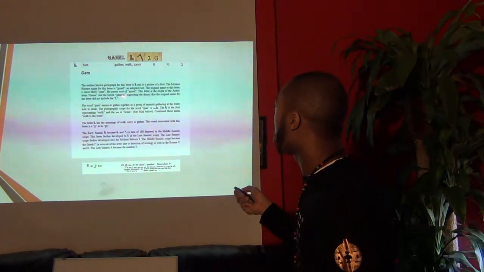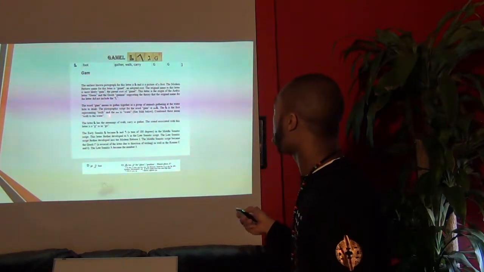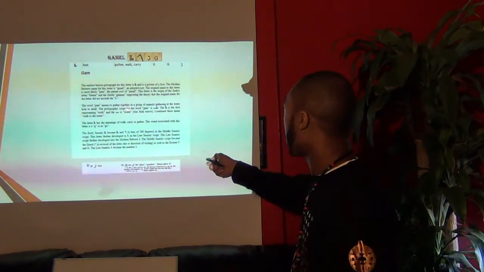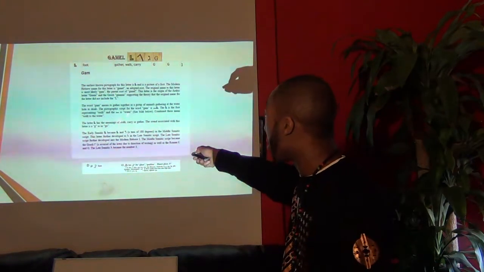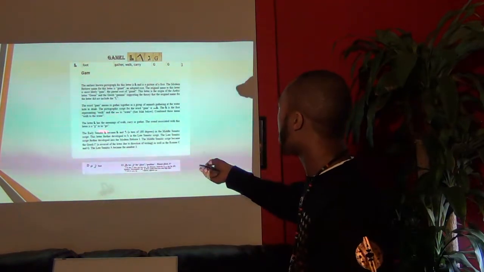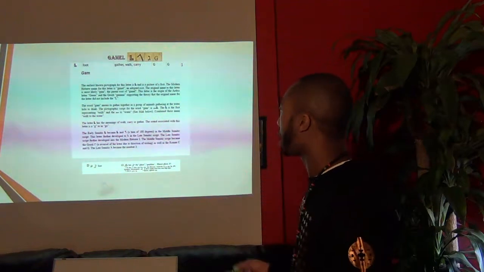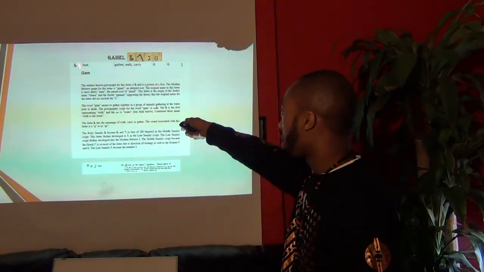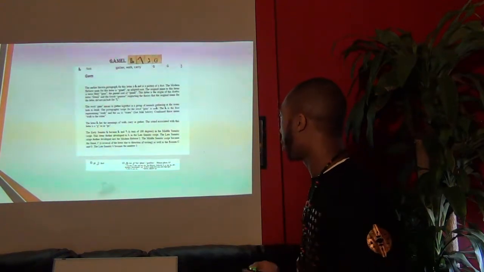The word Gam means to gather together, as a group of animals gathering at the water hole to drink. The pictograph script for the word Gam is this. The first letter is the foot representing walk, and the Mem is water. Combined, these mean walk to the water. The letter has the meanings of walk, carry, or gather. The sound associated with this is the G, as in go. Alright? And as you can see here, it's the foot. It means to gather, walk, or carry. Alright? Let's move forward.